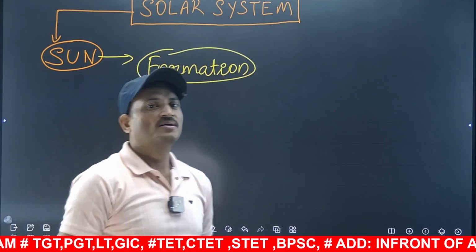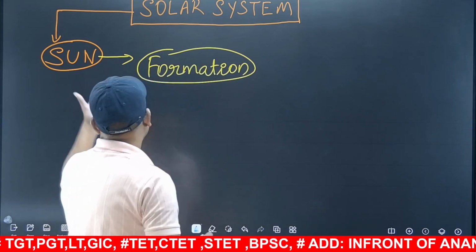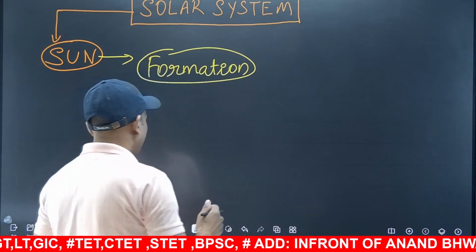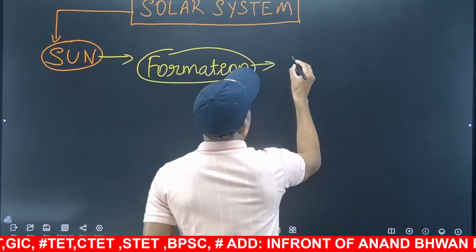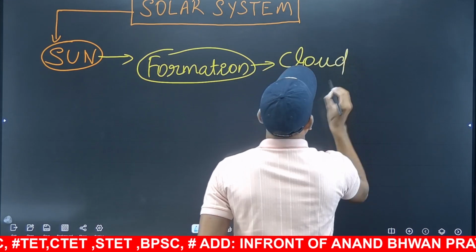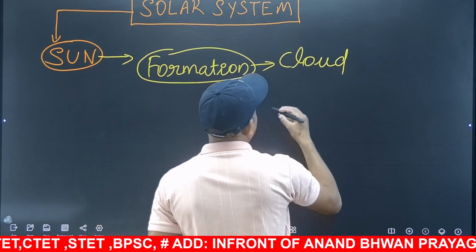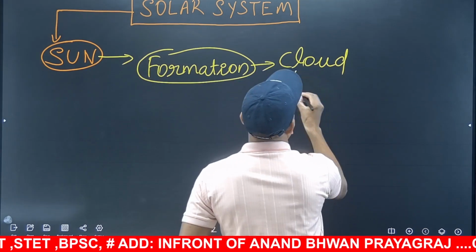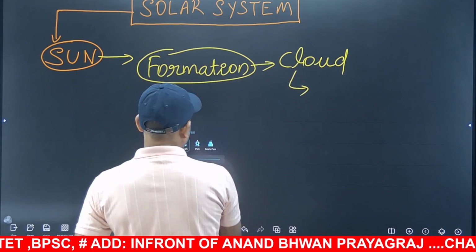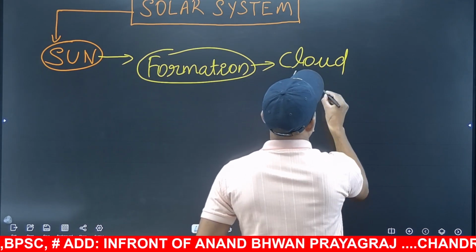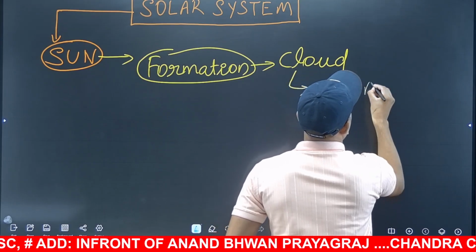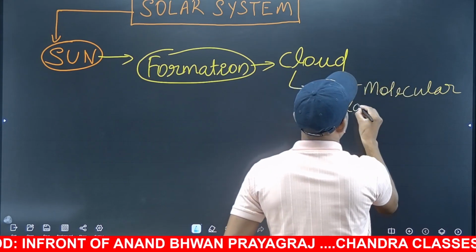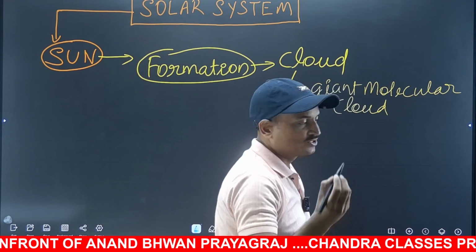When we talk about the formation of the sun, we all know that the sun was formed out of a cloud of gases and dust, and that cloud was a molecular cloud, a giant cloud, a huge cloud, a giant molecular cloud, primarily of hydrogen and helium.